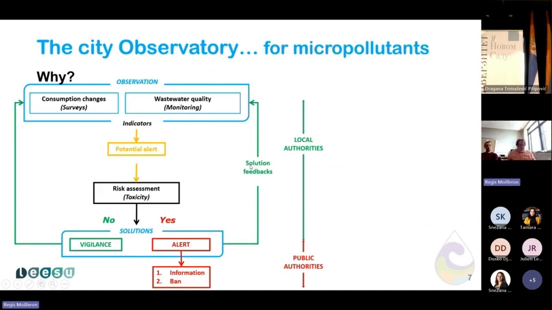But if we want to get a better idea of the contamination or the dynamics of micropollutants in cities, we need to create what we call an observatory. And this observatory could be very useful. It combines two things: the observation of changes in consumption through surveys.